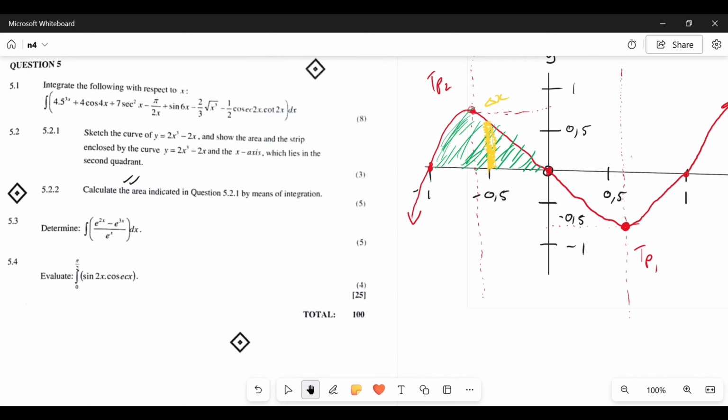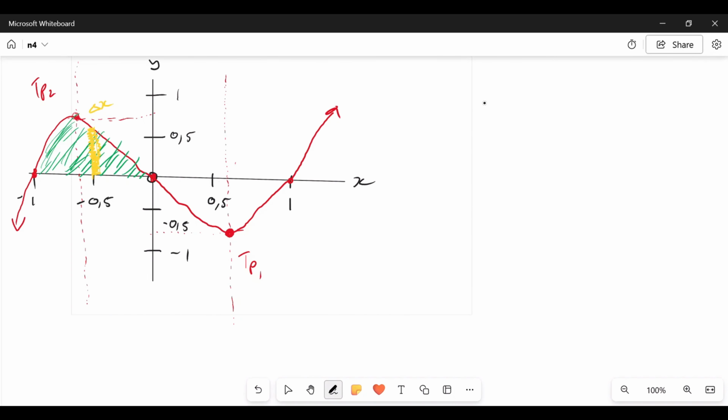So let me create a space and do some calculation just next to our graph. So the graph is supposed to be seen as we do these calculations. All right, so let's start. Our equation for this graph is y equals 2x cubed minus 2x. There we go. They want us to find the area by means of integration. So this one is very, very simple. We have to do the following. First of all, we need to use sigma.